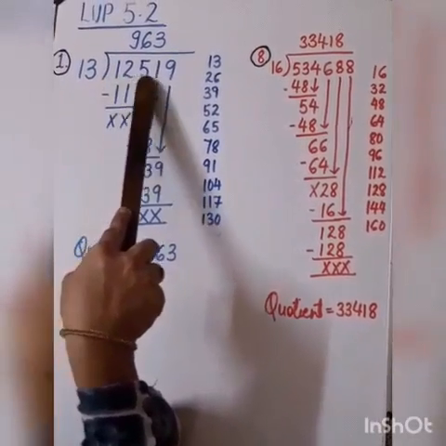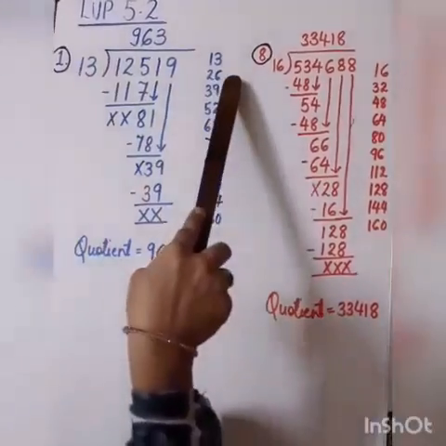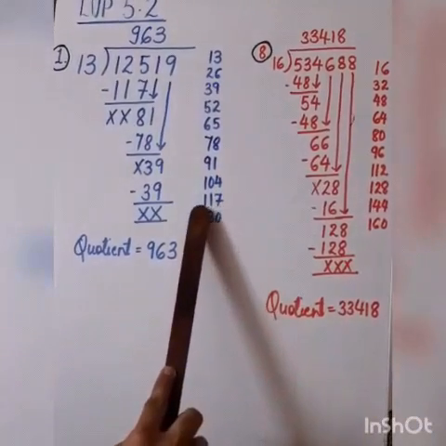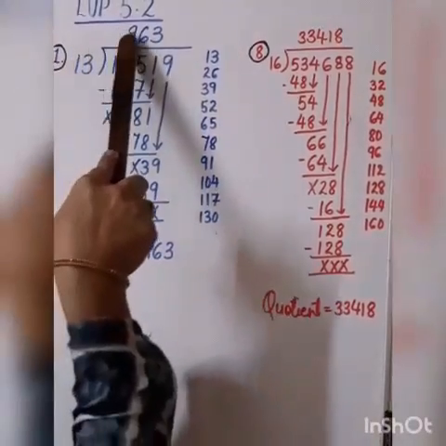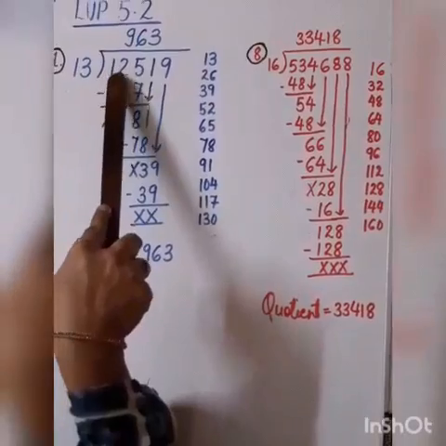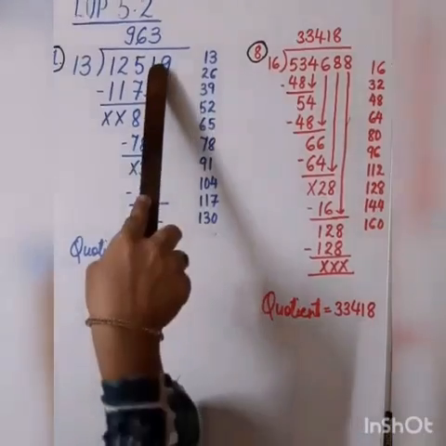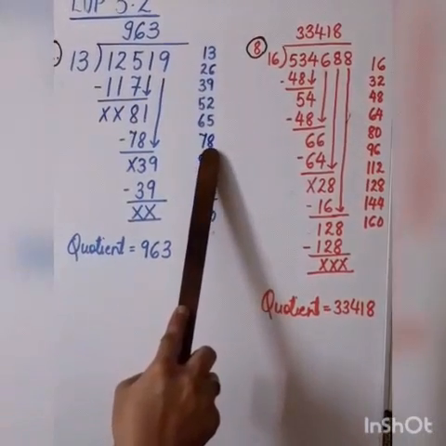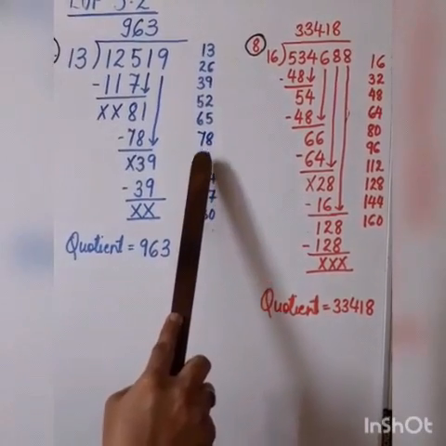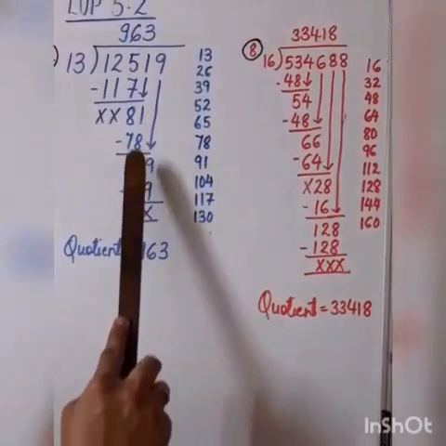So I have taken 3 digits together, 125, and 13 nines are 117. So 13 nines are 117. 125 minus 117 is 8. We'll bring down 1. Now 13, it will come 91. So we'll take 13 sixes are 78.